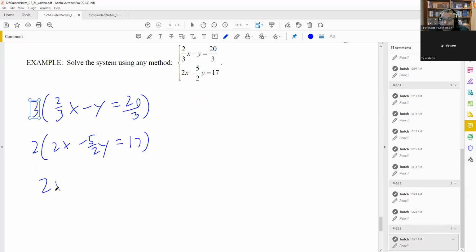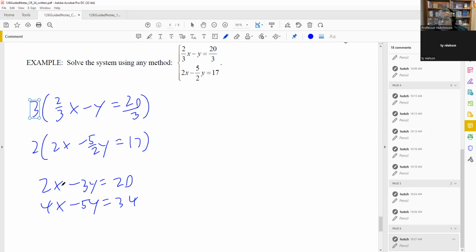Multiplying that by 3, I get 2x minus 3y equals 20. And I get 4x minus 5y equals 34. So in that one step, I've eliminated all of the fractions. Now at this stage, I can use either substitution or elimination. In the notes, I did this one by elimination, but we can do this by substitution as well.